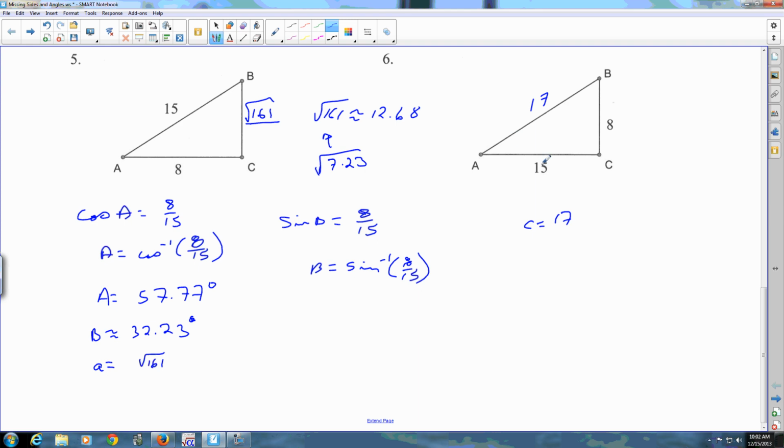If I'm going for angle A, again, use what you're told in case you screwed this up. I know the opposite, I know the adjacent, so that's tangent. So the tangent of A is equal to 8/15, inverse tangent to both sides, 8/15. So inverse tangent 8 divided by 15 gives me approximately 28.07 degrees. Big A is approximately 28.07 degrees.